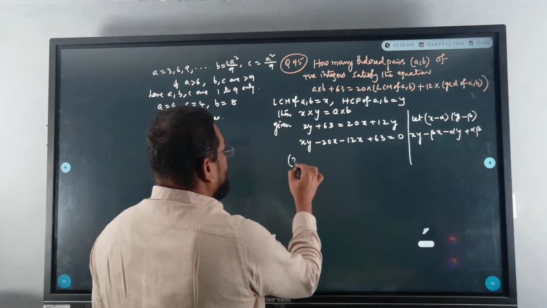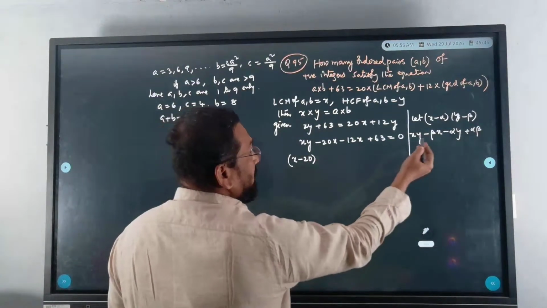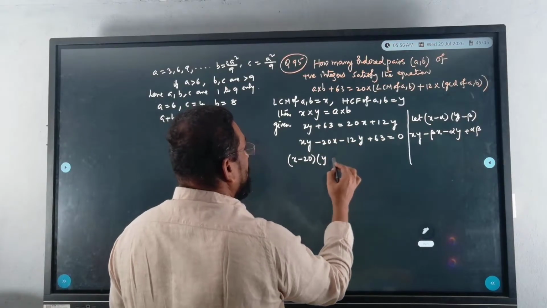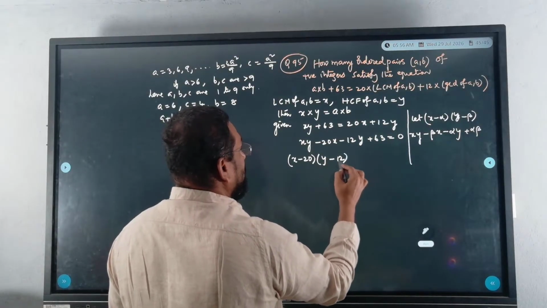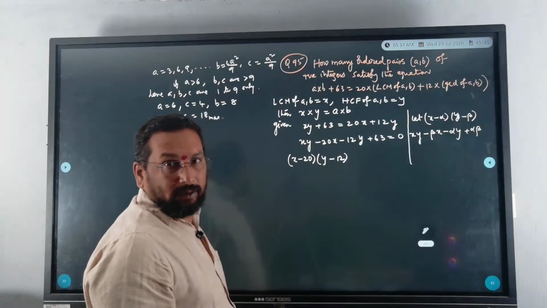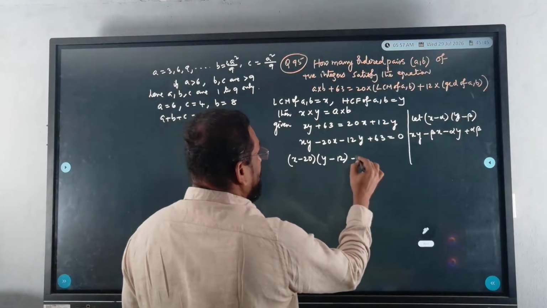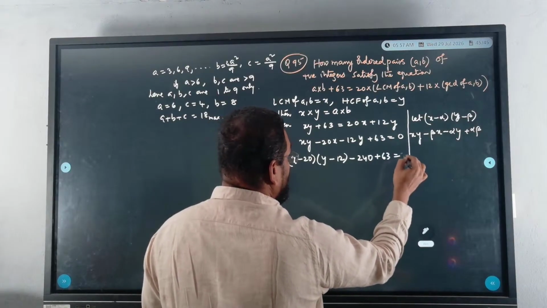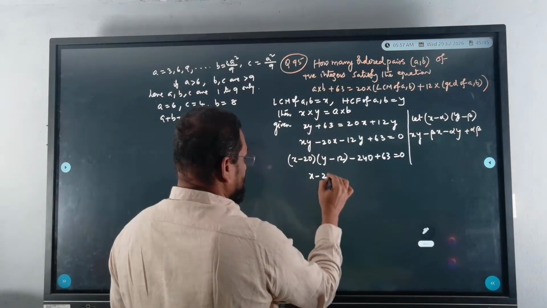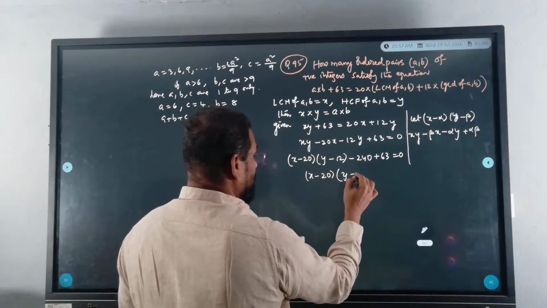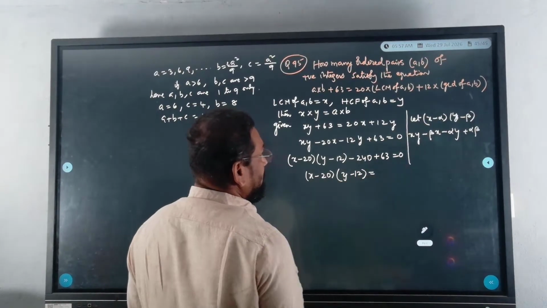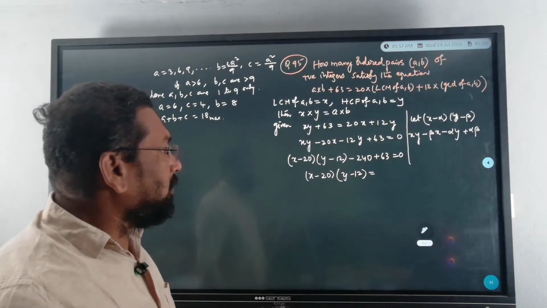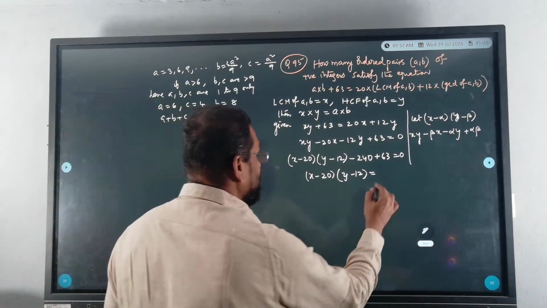Suppose it can be written as x minus 12 into y minus 20. What is 20 into 12? 240. So minus 240 plus 63 is there already, equal to 0. So x minus 20 into y minus 12 is equal to, what is the difference here? 240 minus 63 means 177.